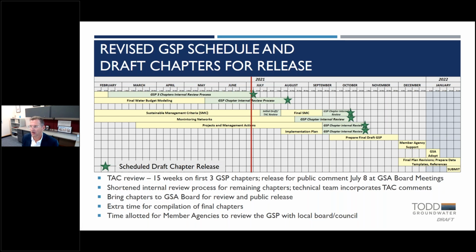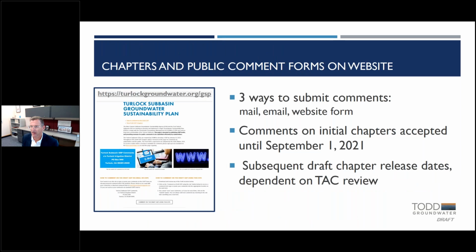And then just to finish up, as Herb mentioned at the beginning, there are 3 ways to submit comments: mail, email, or the website. It says comments on this chapter accepted until September 1st. We'll obviously take comments whenever you're ready, but sooner is always better. And again, more chapters are being released, one last Monday and a couple to follow pretty quickly after that, as we get towards the end of the line on developing a sustainability plan for the Turlock Sub-Basin.